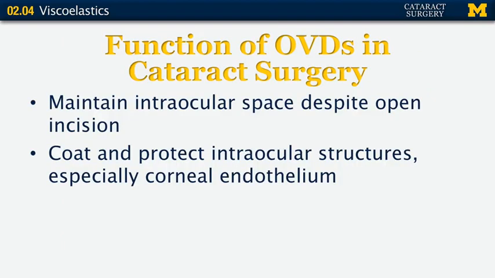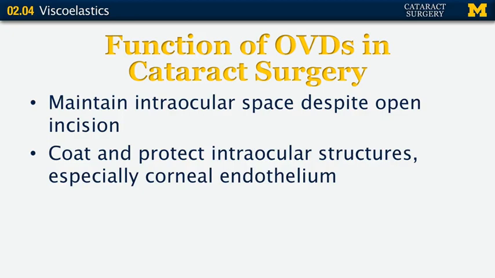Let's first start talking about the function of viscoelastic devices in cataract surgery. We basically use them to maintain the intraocular space so that you've got room to move when inside the eye. How did we do that in the past? Does anybody know? We basically used air, which was less than ideal.